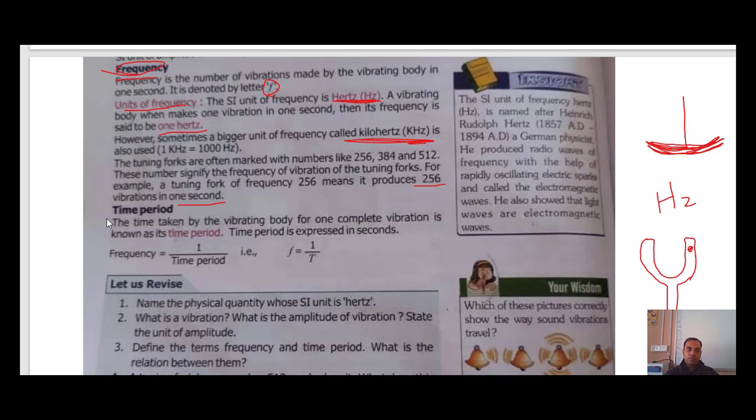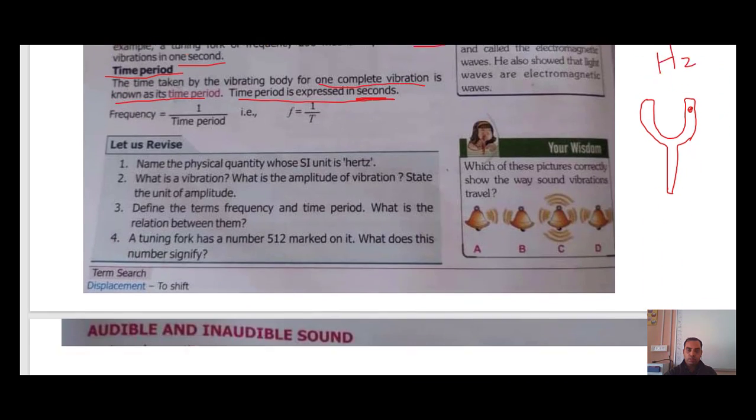Now time period. What is time period? Time period is just the opposite of frequency. When you talk of frequency, the number of completed oscillations in 1 second is considered. Time period means to complete one oscillation, what is the time required? Just the opposite of it. So, the time taken by a vibrating body for one complete vibration, that is time period. Time period is calculated in seconds. Frequency and time period are opposite to each other. So, frequency can be written as 1 by time period, or else we can write time period is equal to 1 by frequency. Both are the same.